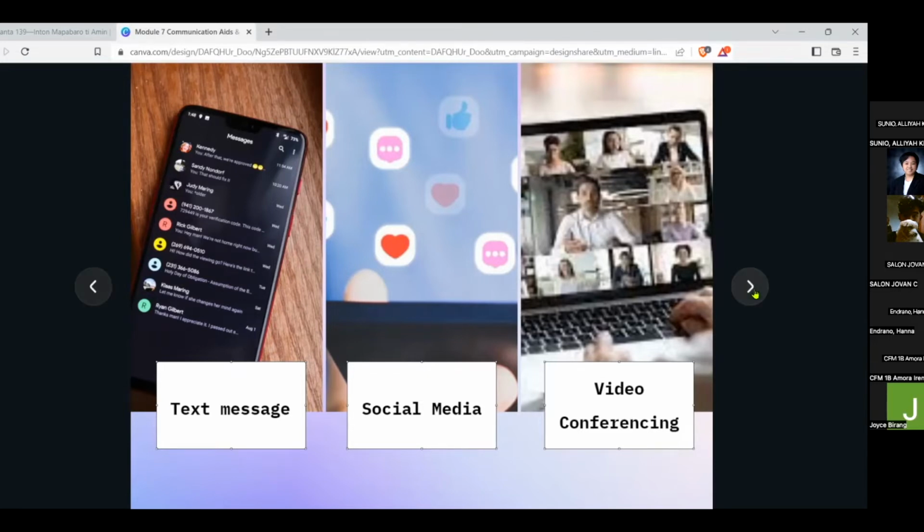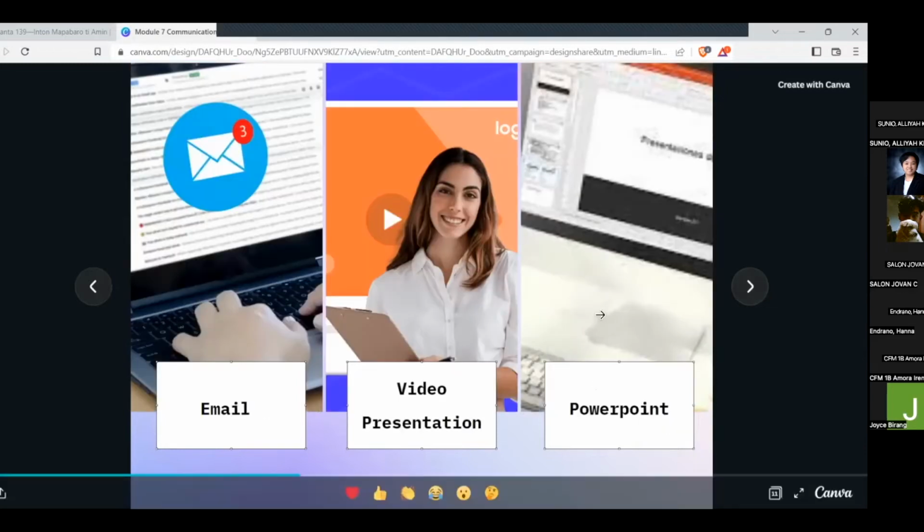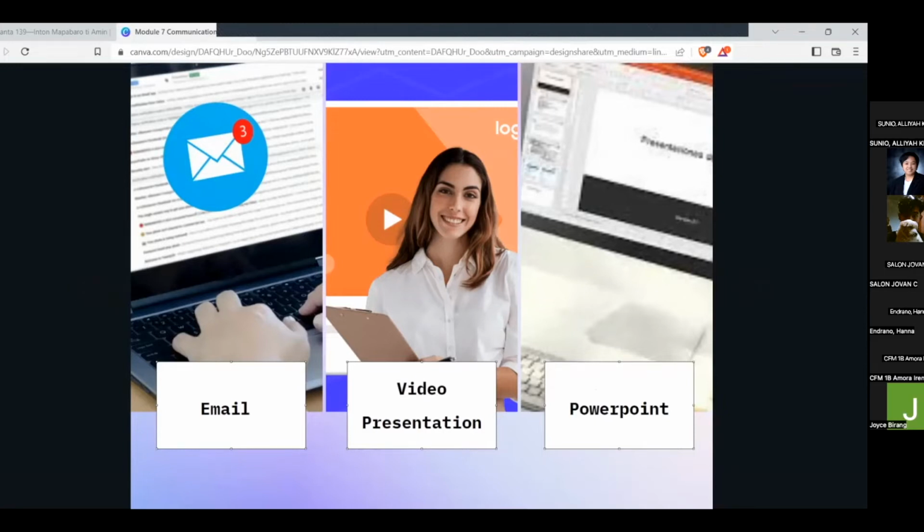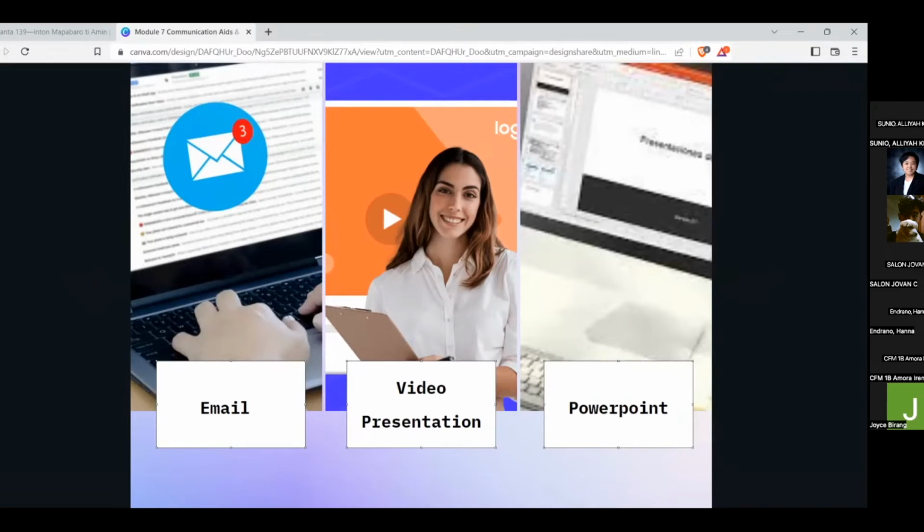Next, we have also email. Email basically means electronic mail, right? It's distributed by electronic means. Of course, that's why it's electronic mail. Next, we have video presentation. You know what a video presentation is already, right? Just moving pictures, let's say, moving pictures with some audio. That's a video presentation.